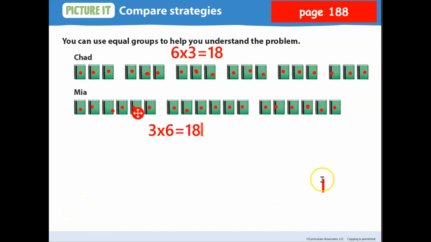Now, who read the most books? 6 times 3 is 18. 3 times 6 is 18. Who read the most? It's a tie. They both have 18 books, right?